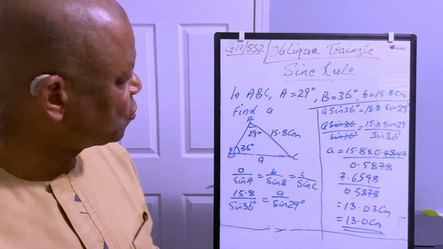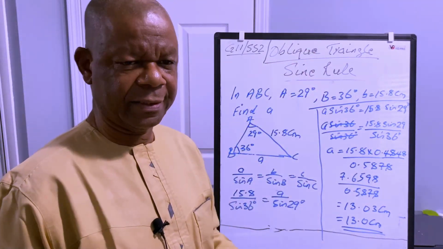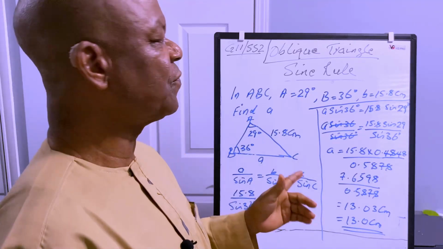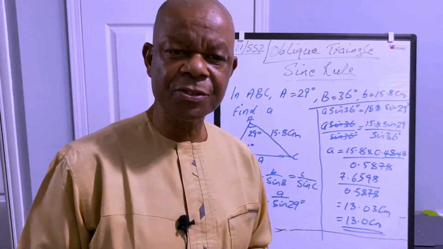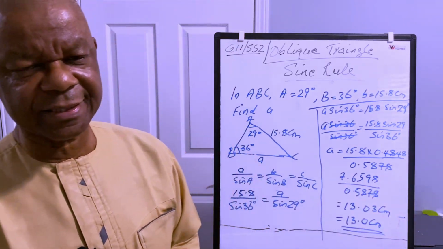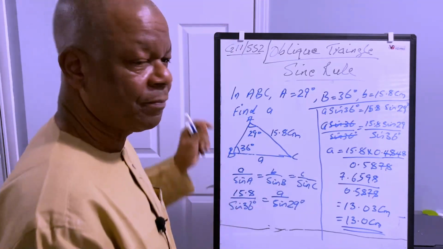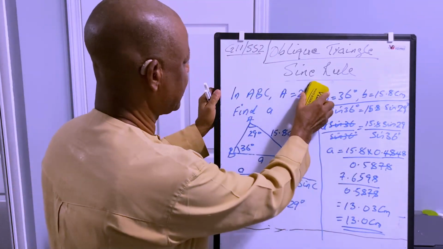Another example is when you are told to solve completely. When the question says solve the triangle completely, it means you are expected to find all the ungiven angles and all the ungiven sides. Let's take an example to that effect.